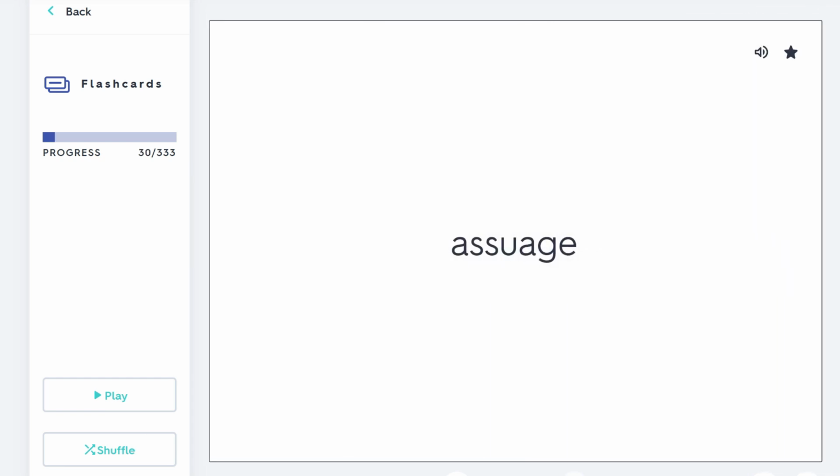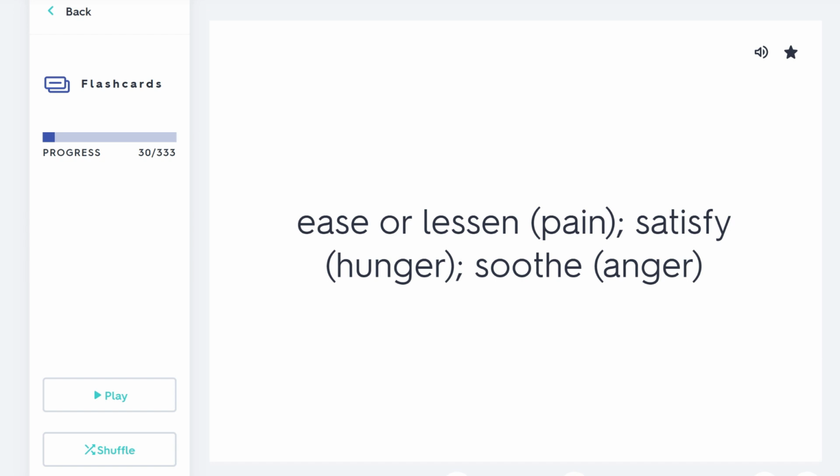Assuage. To ease or lessen the pain, to satisfy the hunger, or to soothe someone's anger. His anger was only assuaged when the businessman agreed to meet his demands. The pain in her leg was only assuaged when she was given some painkillers. A bit like alleviated. Assuaged.